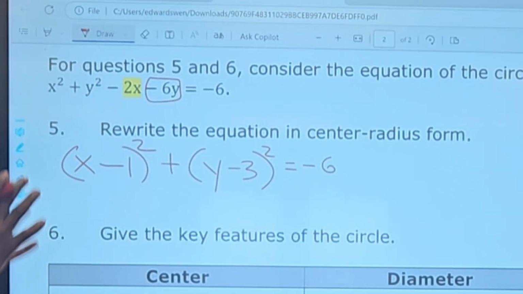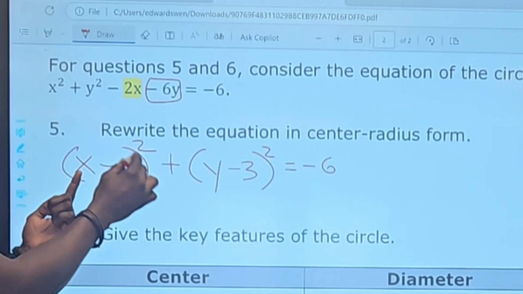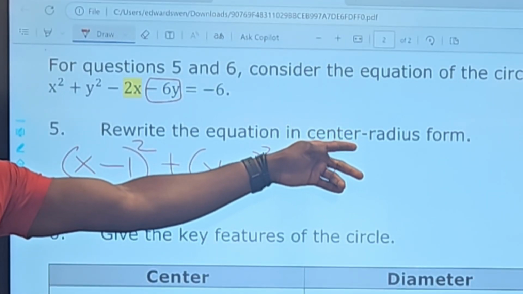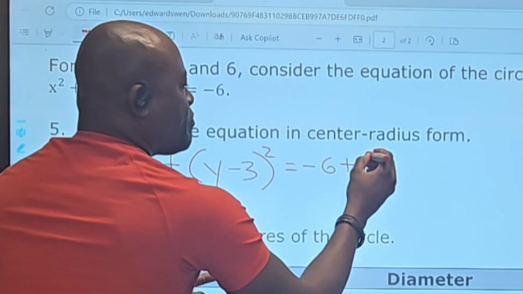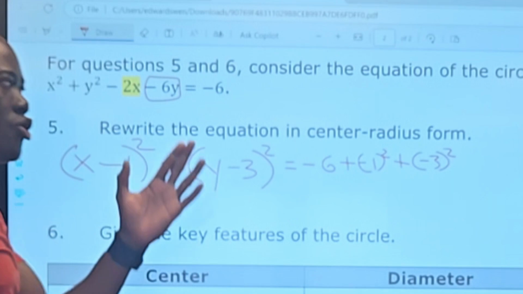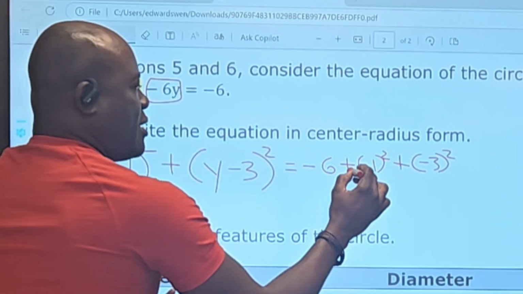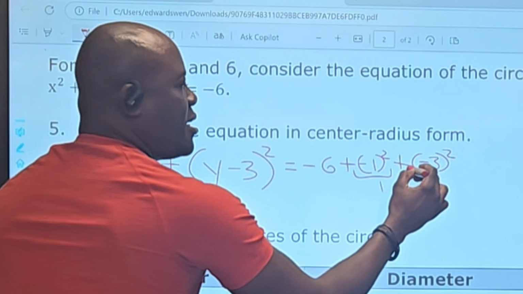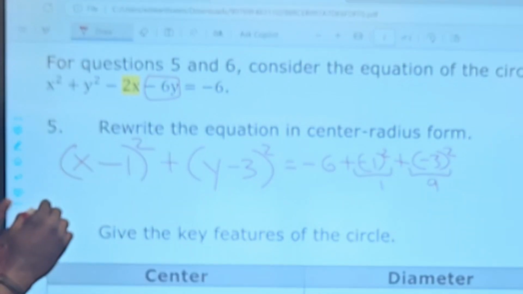So already I have the format. What I'm going to do now is take these same numbers and square them and add them to that side. So negative 1 squared plus negative 3 squared will be added to the right side. So let me rewrite this. But take a look. Negative 1 squared will give us 1. Negative 3 squared will give us 9. So basically this is what we have left.